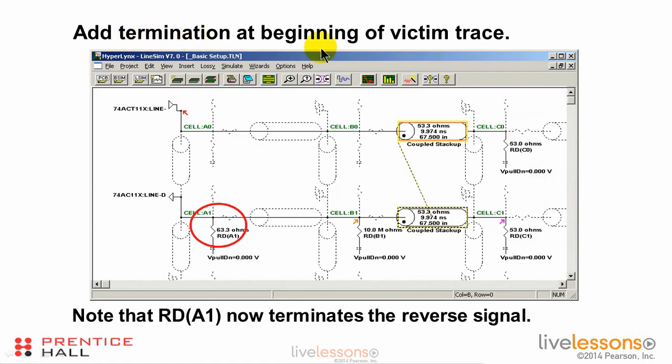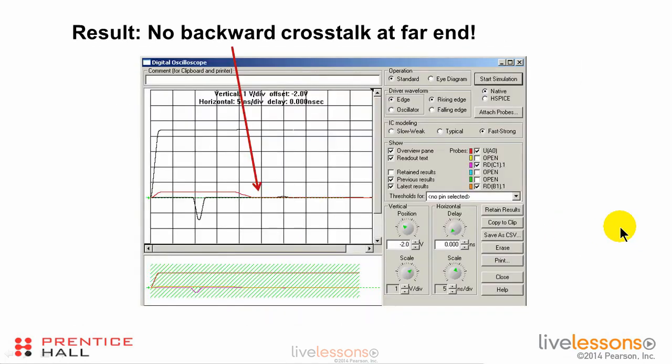Now, let's add a termination at the beginning of the victim trace. Here was our basic simulation. We've got the aggressor line here, we've got the victim line here, but now we've got a terminating resistor here at the near end. Otherwise, it's the same as the first animation we showed. And here is the forward crosstalk signal showing up at the far end, 10 nanoseconds later. Here is the backward crosstalk signal at the near end of the victim trace. It's half the magnitude that it was before because it's not being reflected.